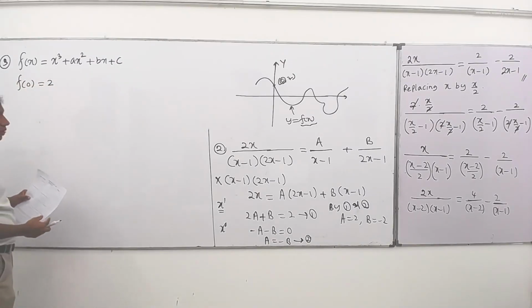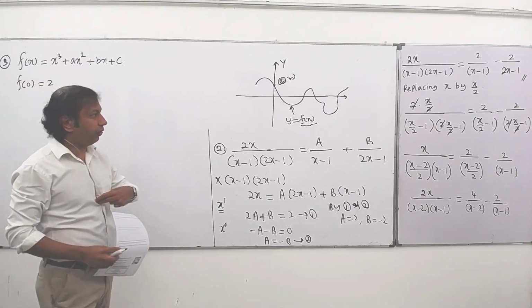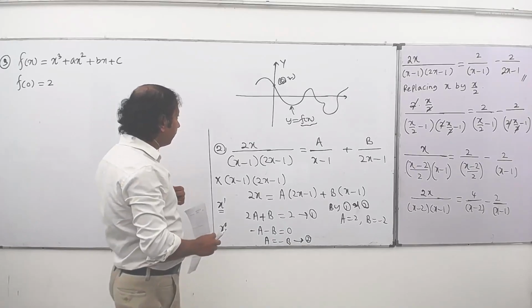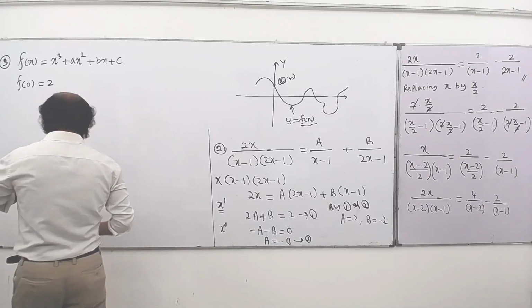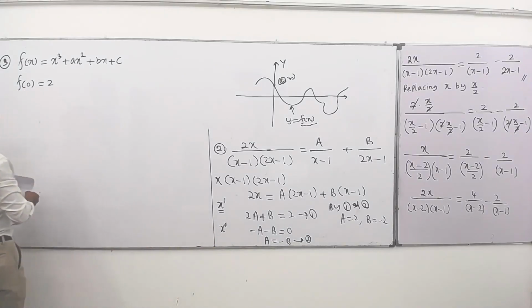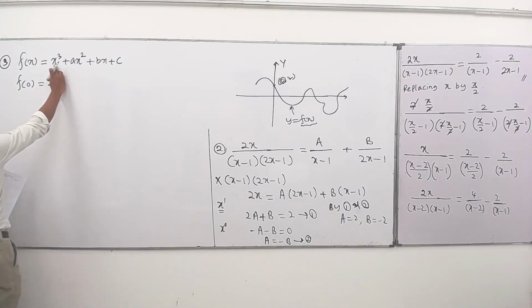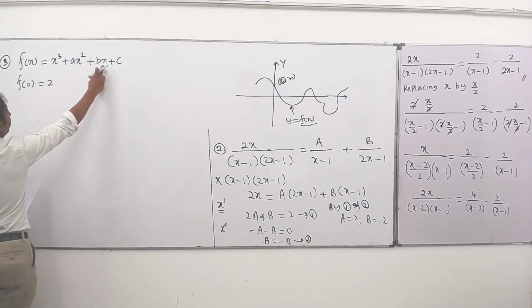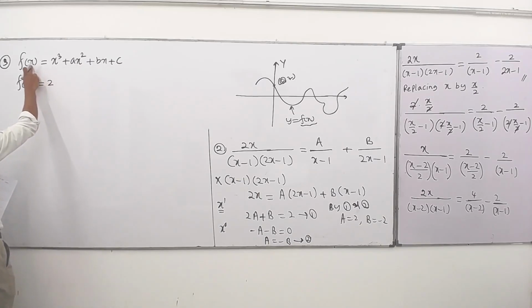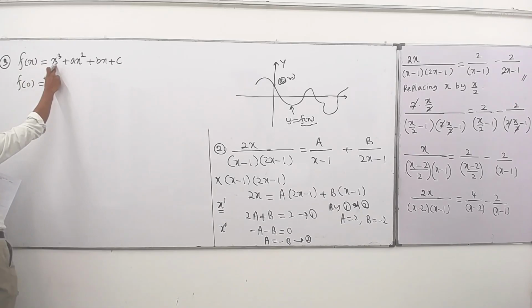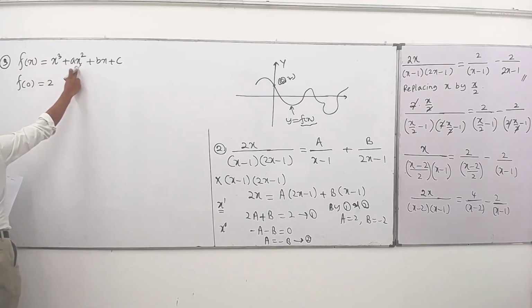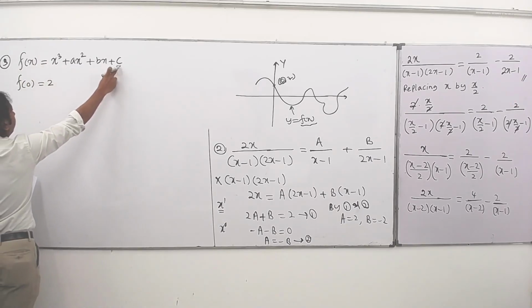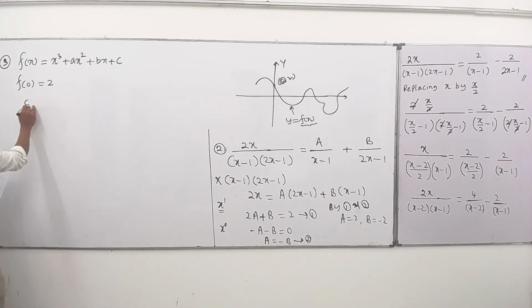f0 is 2. That's what this says. Okay, f0 is 2. Then we can write the first one: put 0 for every x. Then we get f0. What do you get when you put x equals 0? This is 0, this is 0, this is 0. Then we get c only. Put that here: c. f0 equals 2.